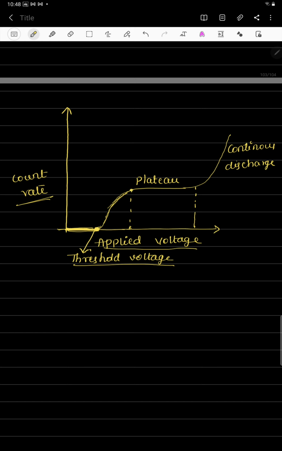Within this region there is a proportional increase. However much the voltage is increasing, that much the count rate is going to increase. It increases up to a particular voltage, and beyond this voltage it remains almost constant.